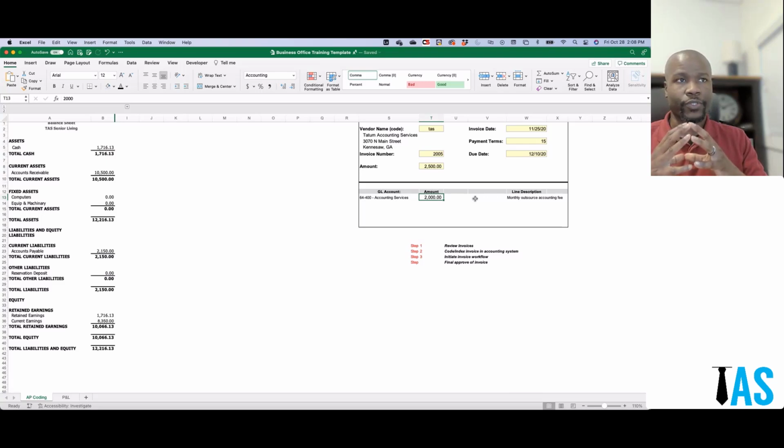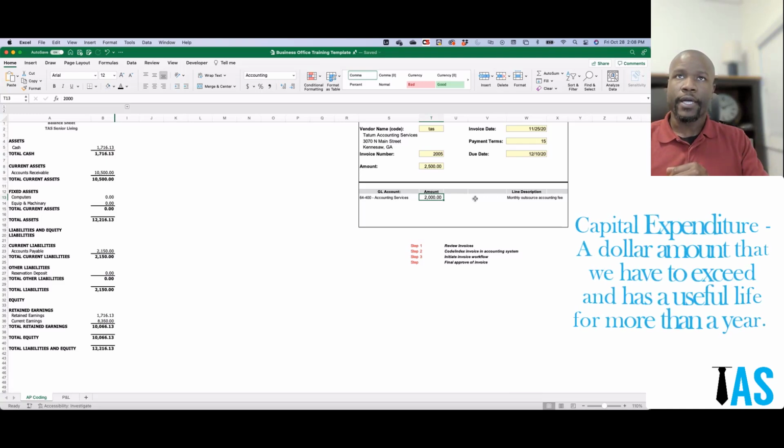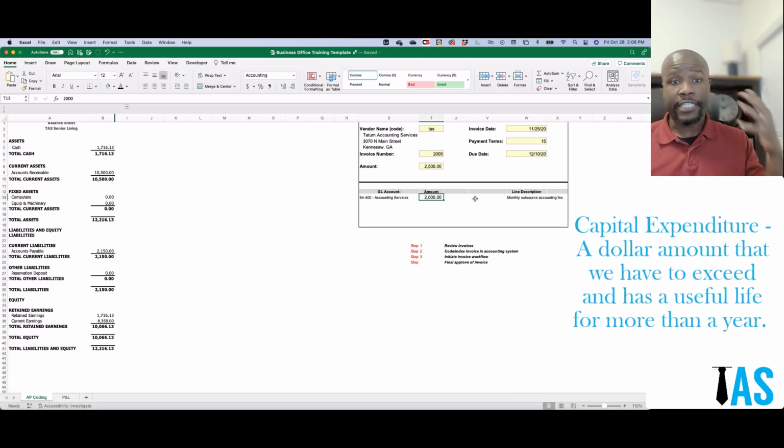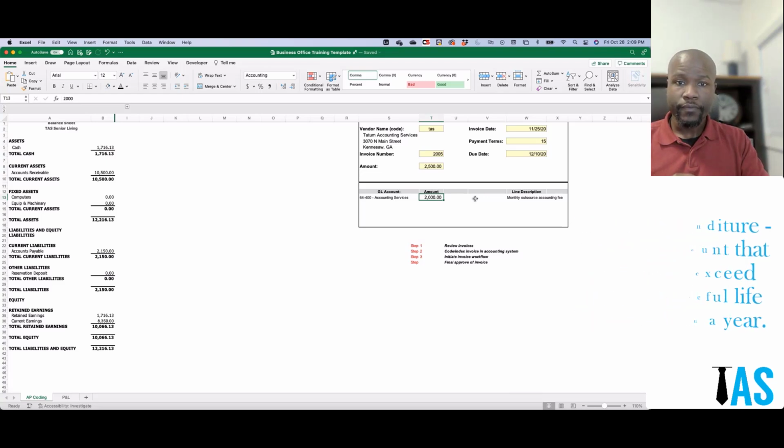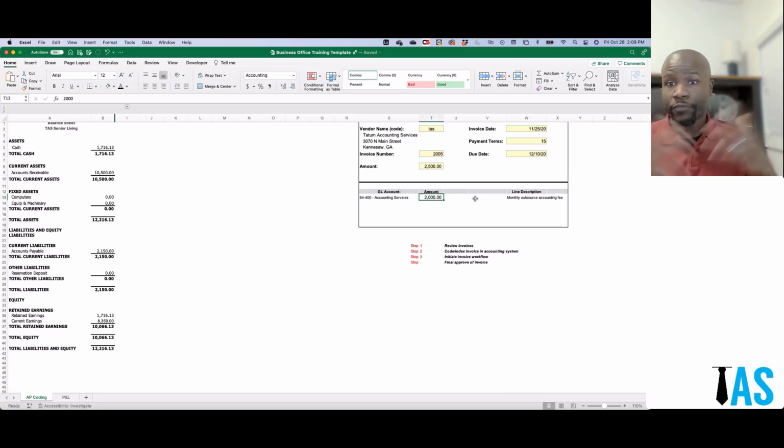Which is what we love. But say it's some machinery that you get, right? So it's typically a dollar amount that we have to exceed, and then it has a useful life for more than a year. That's what we mean when we say capital expenditure, right? So the company policy may be anything over $1,000 with a useful life more than a year is expenditure that we're going to capture on the balance sheet, not the income statement.